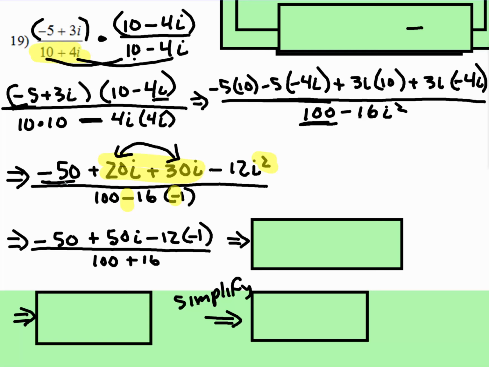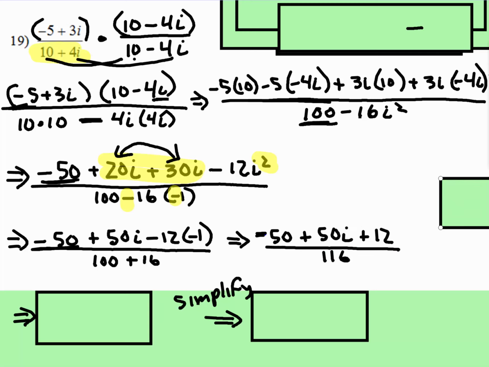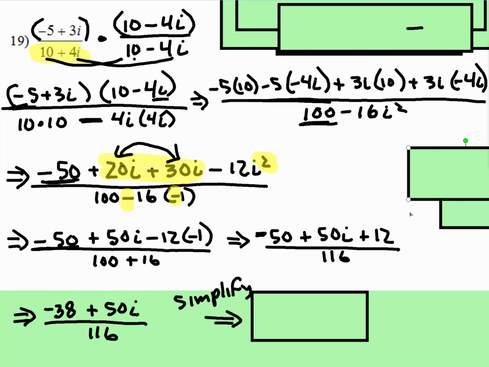So we have negative 50. That's still negative 50. 20i plus 30i is 50i. Negative times negative, that's going to become a positive. Then we're going to have negative 50 plus positive 12. And then 100 plus 16 is 116. Negative 50 plus 12 is negative 38.